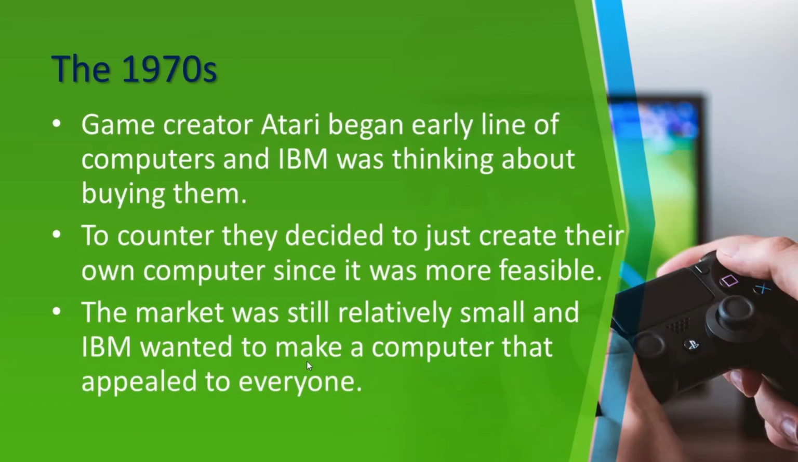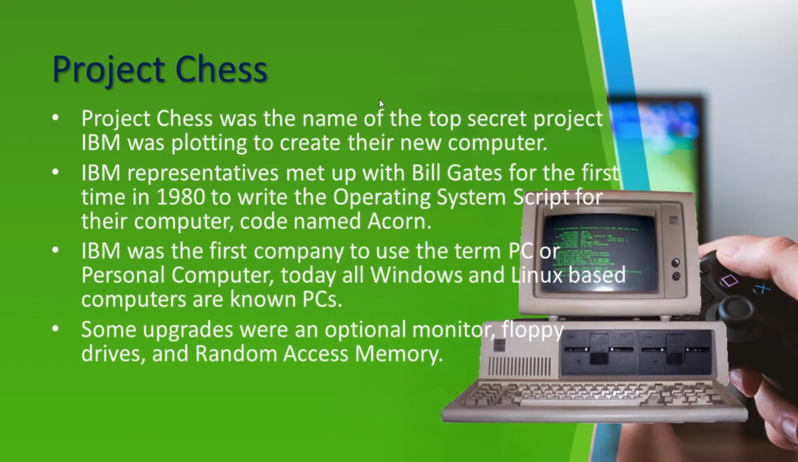Okay, next. In the 1970s, game creator Atari began an early line of computers and IBM was thinking about buying them. To counter, they decided to just create their own computer since it was more feasible. The market was still relatively small and IBM wanted to make a computer that appealed to everyone. So IBM produced this computer. So what is this?